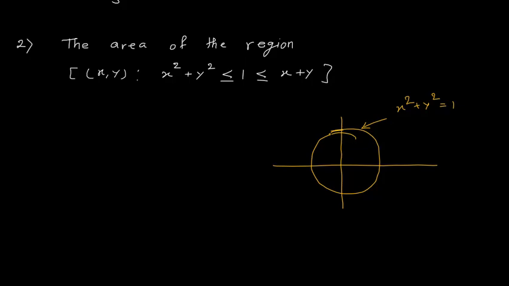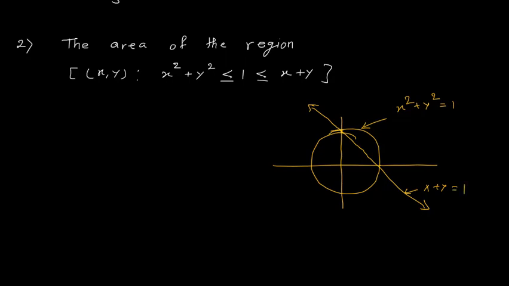We need the area where x square plus y square is less than 1, so this inside portion. Then x plus y is equal to 1. So when I join these 2 points, this line is your x plus y is equal to 1.